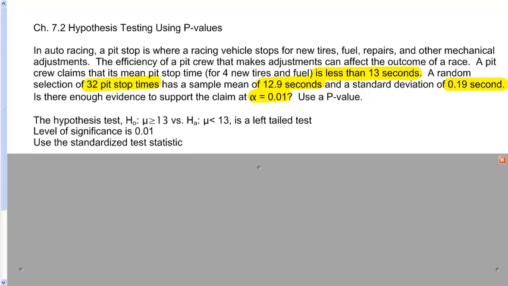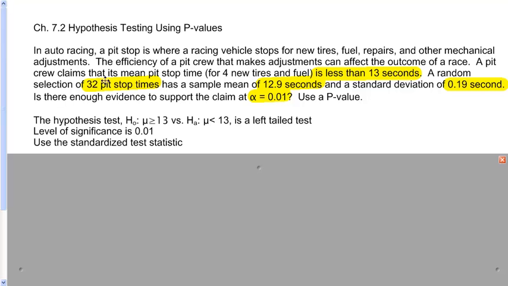Chapter 7.2, Hypothesis Testing using p-values. And the problem says in auto racing, a pit stop is where a racing vehicle stops for new tires, fuel, repairs, and other mechanical adjustments. The efficiency of a pit crew that makes adjustments can affect the outcome of a race.